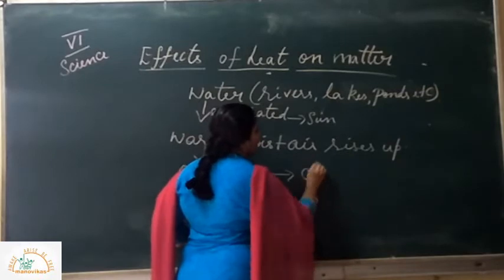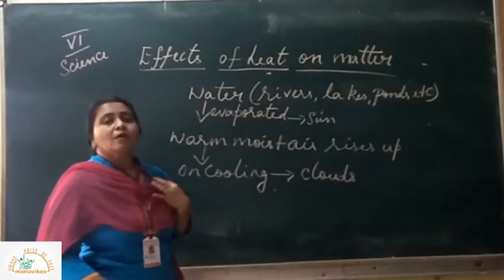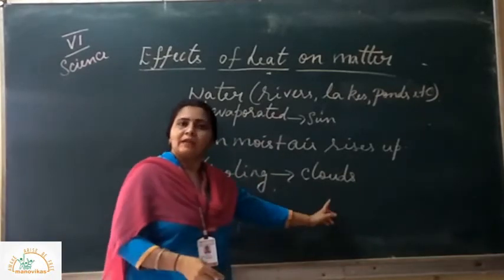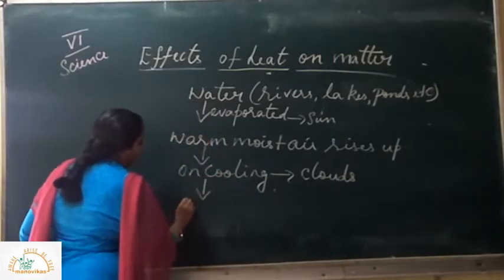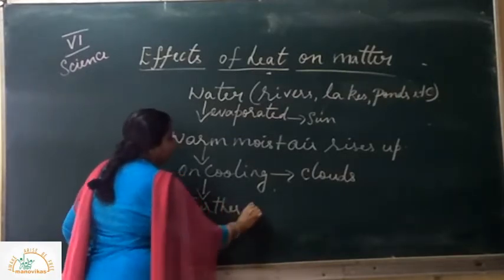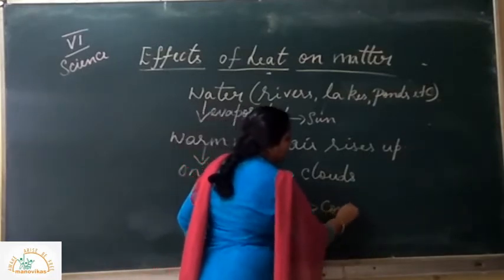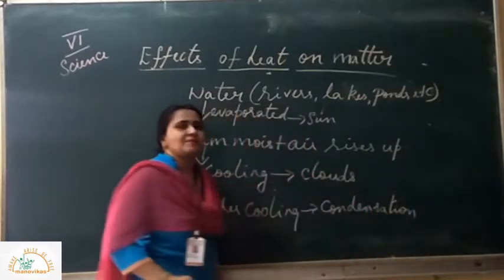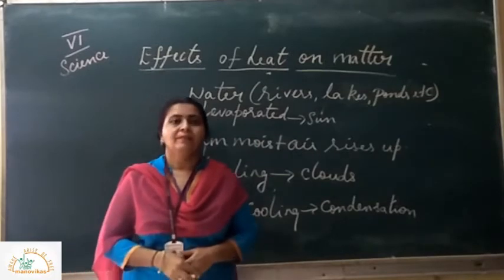It forms clouds. Warm, moist air rises up in the sky. On cooling, it forms clouds. And on further cooling, what happens? Condensation takes place.